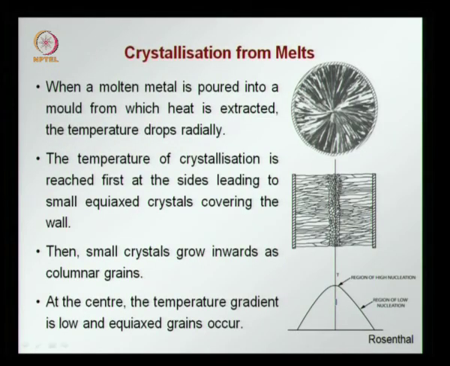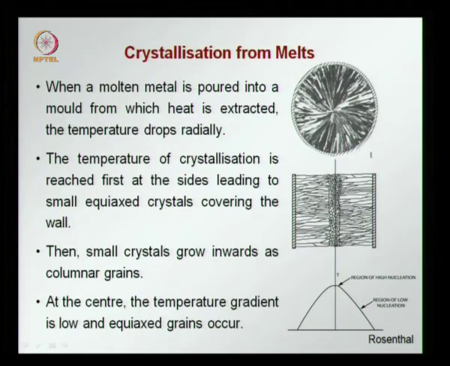Schematically, this is what we have just discussed. Now, if I have a mold and molten metal is poured into this mold and the mold is cooled very fast, the temperature drops radially. Outside it is coolest, inside it is almost the temperature of the melt. The temperature of crystallization is reached first at the sides, leading to small equiaxed crystals covering the wall along the sides.